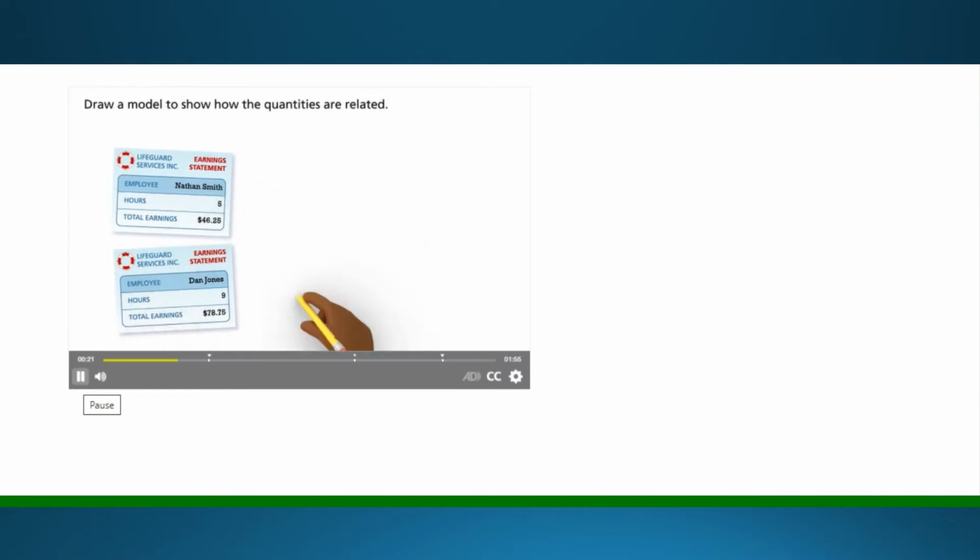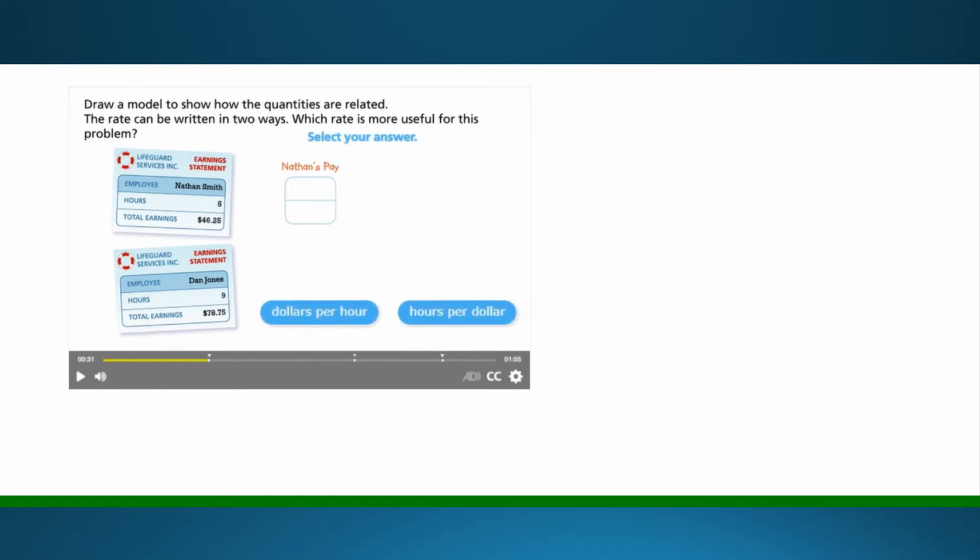We can develop a model to show how the quantities are related. The rate can be written in two ways. Which rate is more useful for this problem? Select your answer.